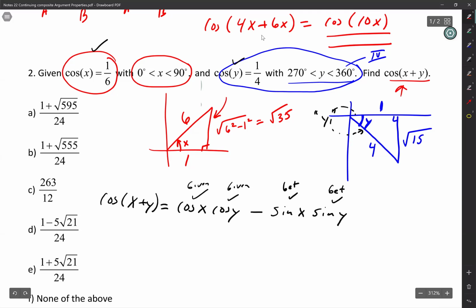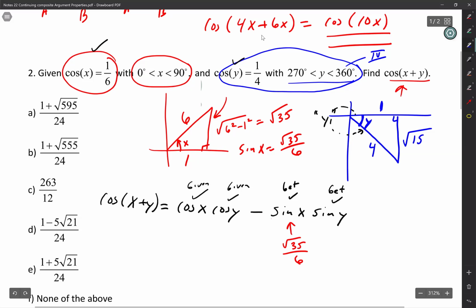So how am I going to get those? Well, simple, guys. Sine x, sine is opposite over hypotenuse. I look at the one in red here. So opposite of that is square root of 35 over 6. I'll put it here on the side. Sine x equals square root of 35 over 6. Opposite over hypotenuse, guys. SOHCAHTOA.